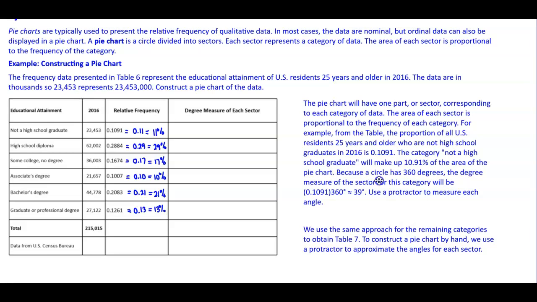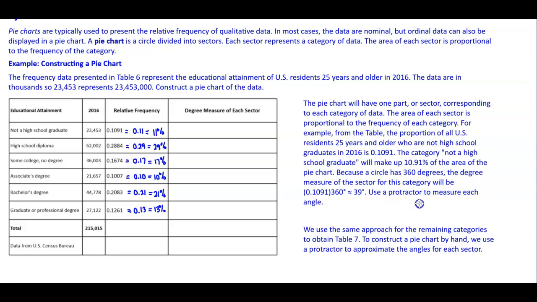Now, because a circle has 360 degrees, the degree measure of the sector for this category is going to be taking this number and multiplying it by 360 degrees, which is approximately 39 degrees. And so you would use a protractor to measure each angle.